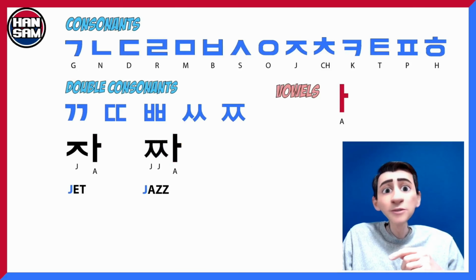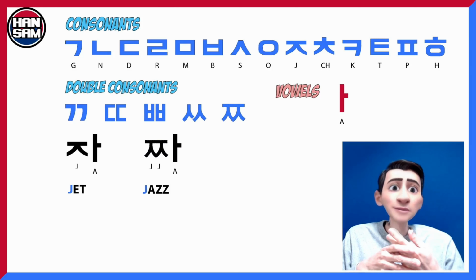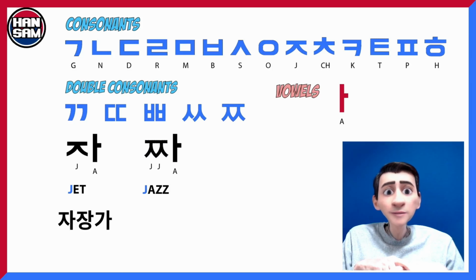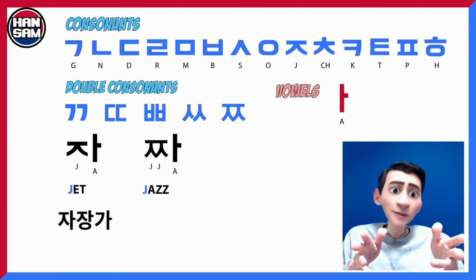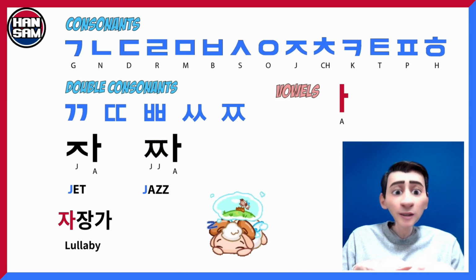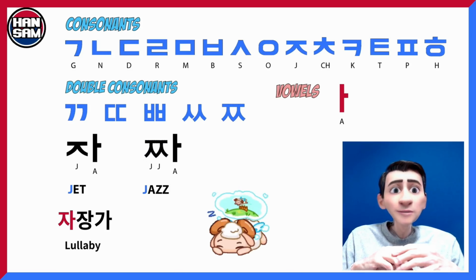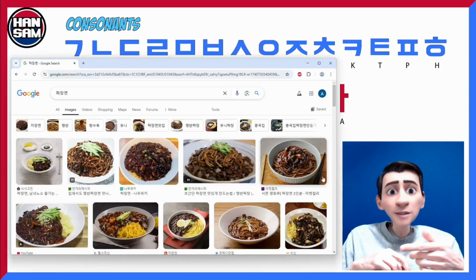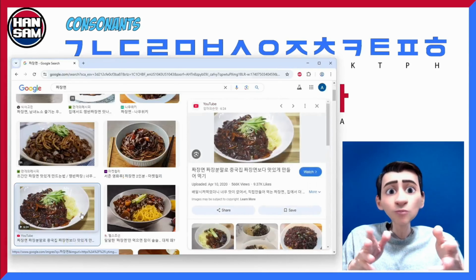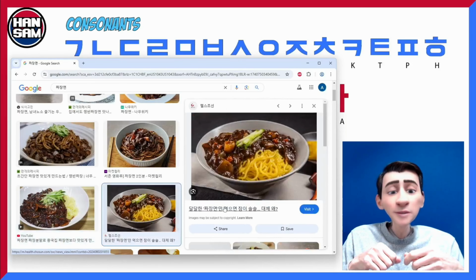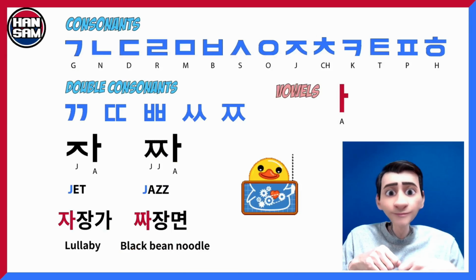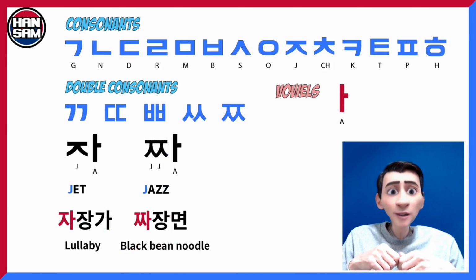Let me introduce you to Korean vocabulary which can compare the different sound value in these two letters. One is 자장가, which means lullaby in English. The other one is 짜장면, which means black bean noodle in English. This is jjajangmyeon. It's like Korean spaghetti, which is something that you don't want to miss while you are in Korea. That's all folks for the double consonant.